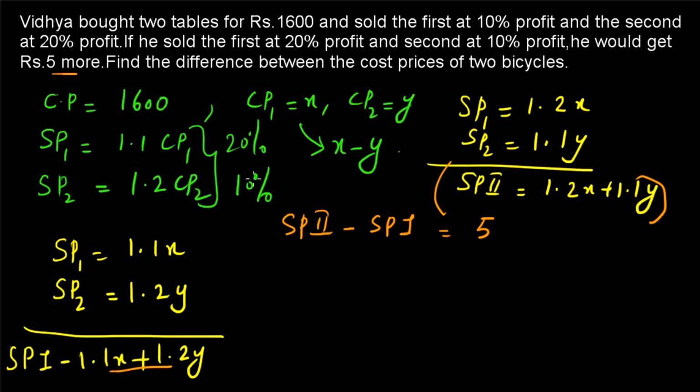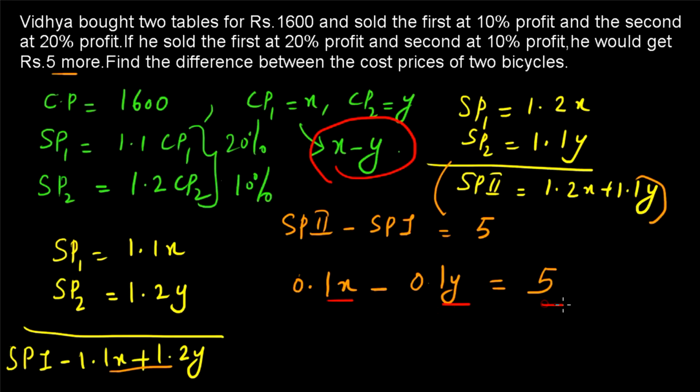That's the given information. So from that what will we get? 1.2x minus 1.1x is 0.1x, and 1.1y minus 1.2y is minus 0.1y. So 0.1x minus 0.1y is equal to rupees 5. So what do we have to find out? We are asked to find out x minus y. So from this we can easily find x minus y.